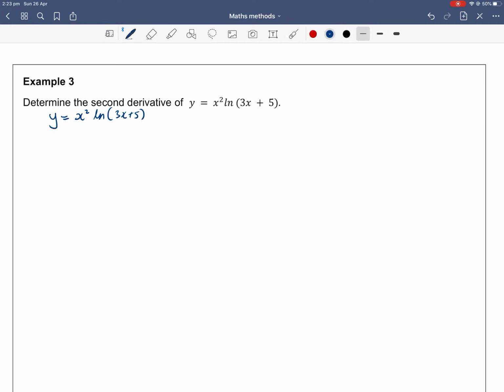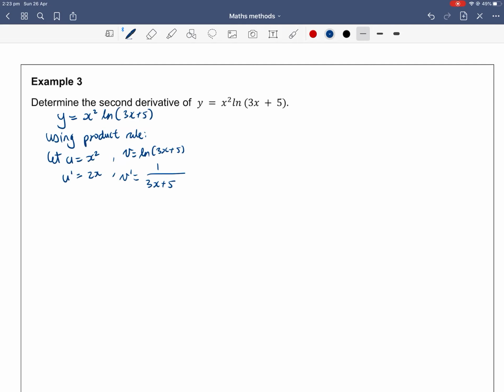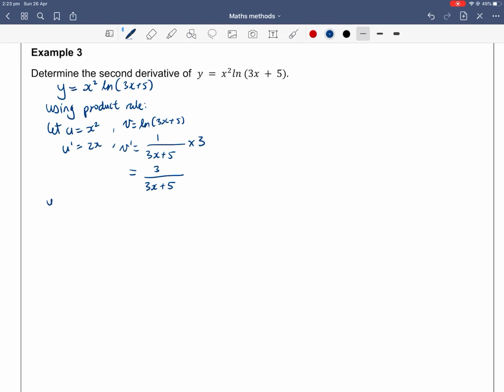So there's two x's in here and they're linked together by multiplying, so we're going to use a product rule. So using product rule, let u equal x squared, so u dash is 2x. Your v is ln of 3x plus 5, so the derivative of ln is 1 over, and then you multiply by the derivative of the inside function. So the derivative of 3x plus 5 is just 3. So v dash is just 3 over 3x plus 5.